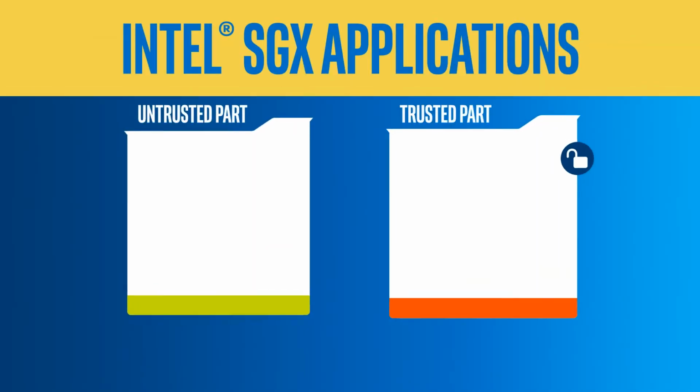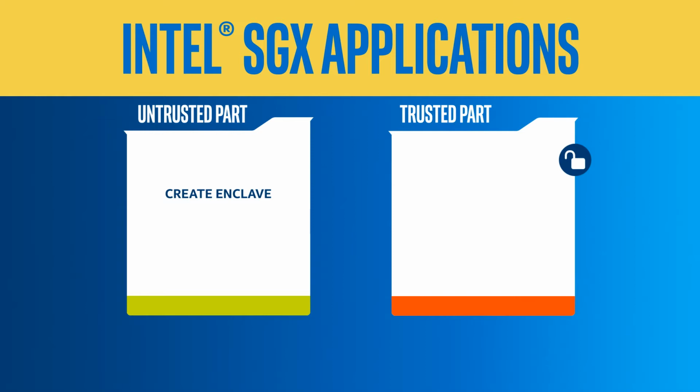Intel SGX applications are built with two parts: the trusted part and the untrusted part. The trusted part of your application consists of its enclaves. An application can have only one enclave, or it can have several. The enclaves reside in encrypted memory and are protected by Intel SGX. Enclaves are considered trusted because they cannot be modified after they have been built.